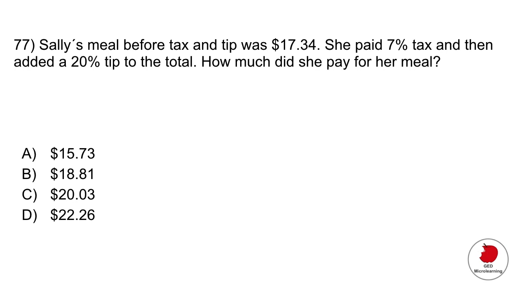All right, so question 77. Sally's meal before tax and tip was $17.34. She paid 7% tax and then added a 20% tip to the total. How much did she pay for her meal? Okay, so the first thing is, basically, we're going to have to find out 2 things. First of all, we're going to have to find out the tax on the meal, okay? And the second thing is we're going to have to find out, on top of that, how much is the 20% tip.